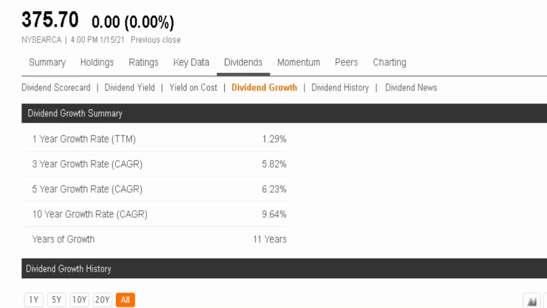They have a 10-year growth rate of 9.64%, a 5-year growth rate of 6.23%, a 3-year growth rate of 5.82%, and a 1-year growth rate of 1.29%.